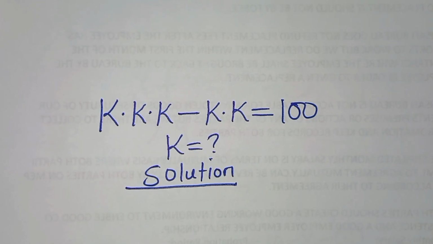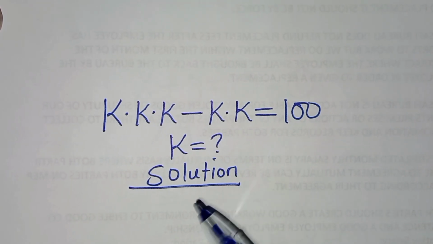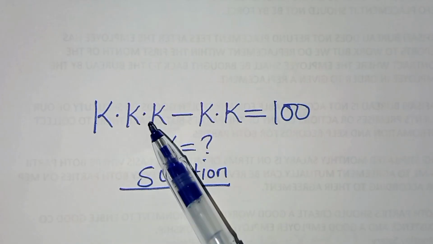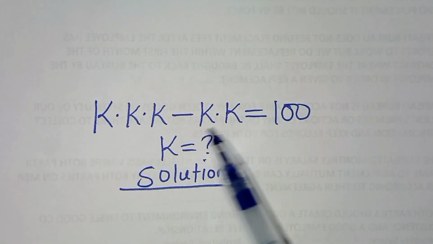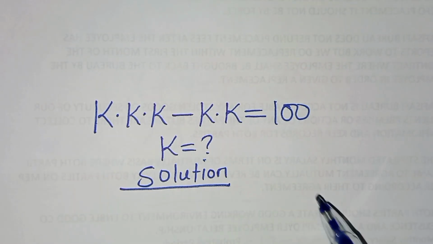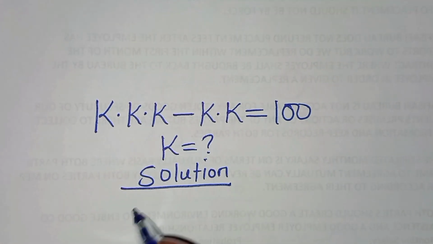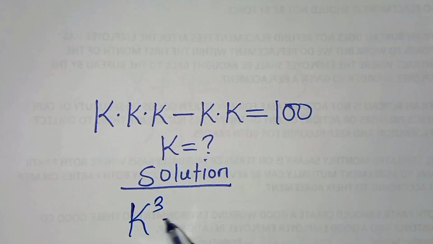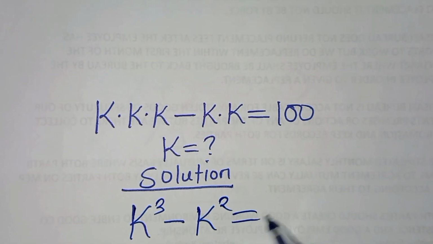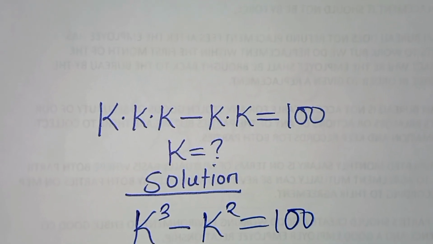You are welcome to solve this nice algebra problem, which is k times k times k, subtract k times k, is equal to 100. So what is the value of k? So k times k times k, this is k cubed, subtract k times k, which is k squared. This is equal to 100.